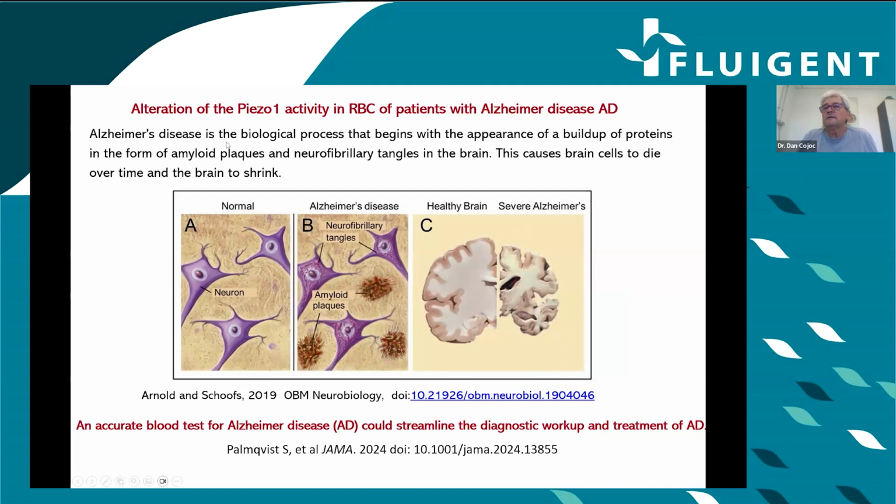Probably you know, it is a biological process that begins with the appearance of a buildup of proteins in the form of amyloid plaques, as you can see here in this figure, and neurofibrillary tangles in the brain. The tangles are shown here. I hope they are observable. This causes brain cells to die over time and the brain to shrink, as is illustrated here. So it is a shrinking of the brain as a consequence of this alteration of the cells.